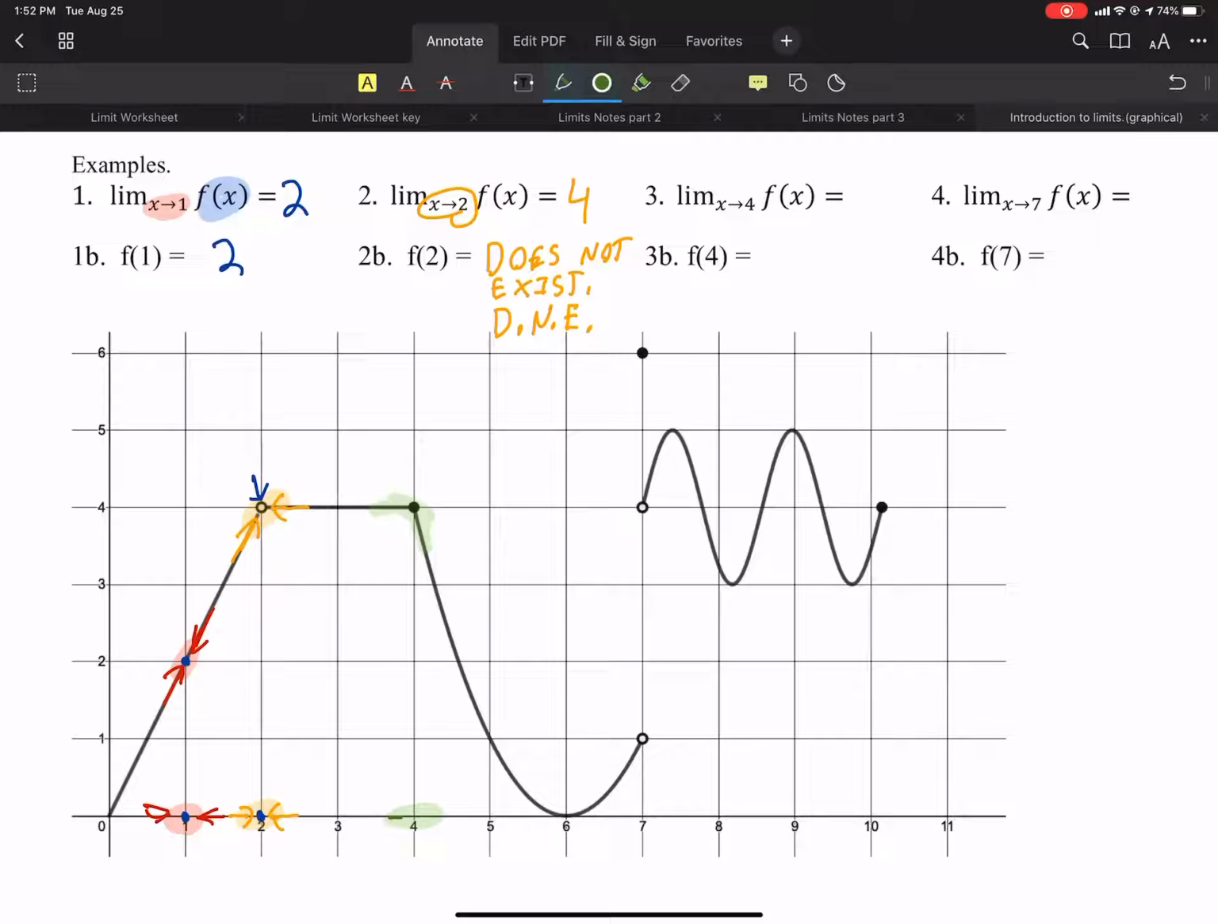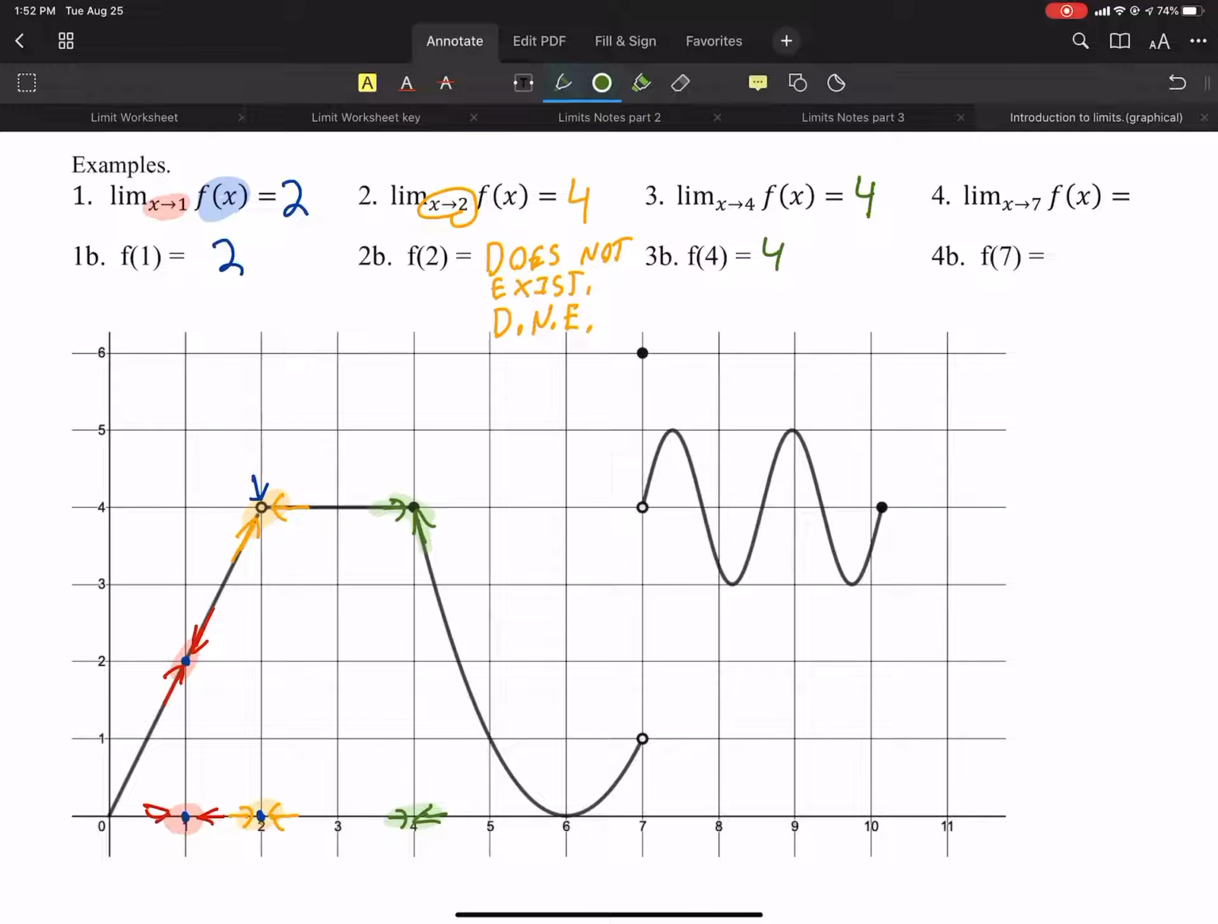And I'm approaching 4 from both sides. And as you can see, as x gets close to 4 from the left, the y value gets close to 4. As I approach 4 from the right, the y value gets really close to 4. So clearly that limit is 4. And what's the y value at 4? If you look, there's a big dot there. That means it equals 4.